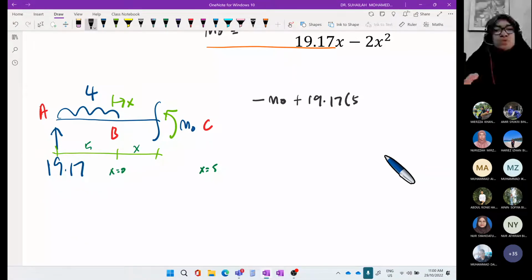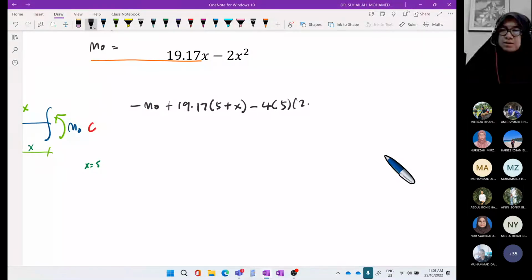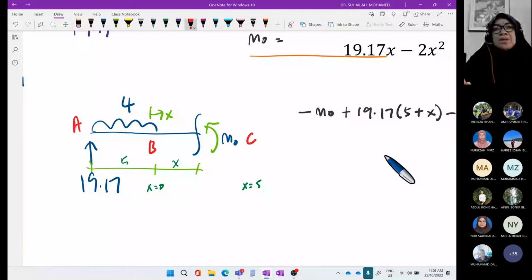And now we have 4, so we minus 4 times 5. The 4 times 5 is located at the center, so it is times (2.5 plus X), equal to 0. Because the distance 4 when multiplied by 5 is a point load at the center, right? It is here, and this distance is 2.5, half, and here X. So it is 2.5 plus X.